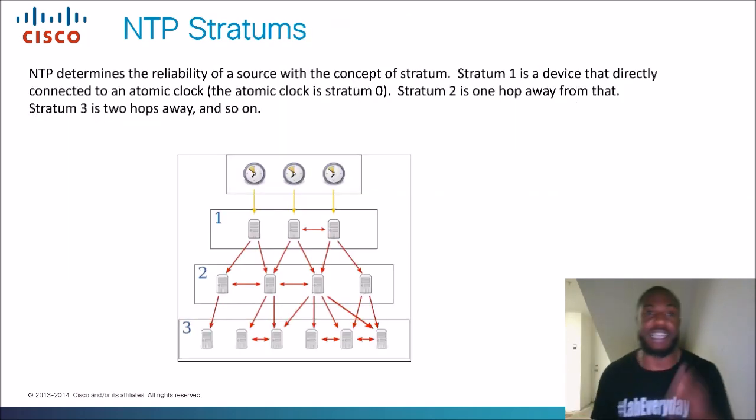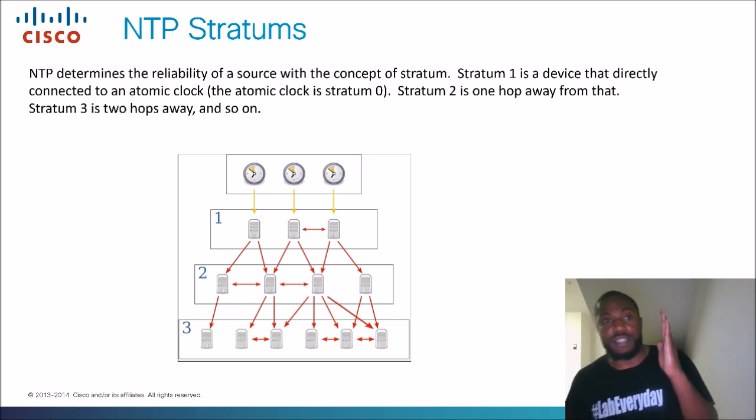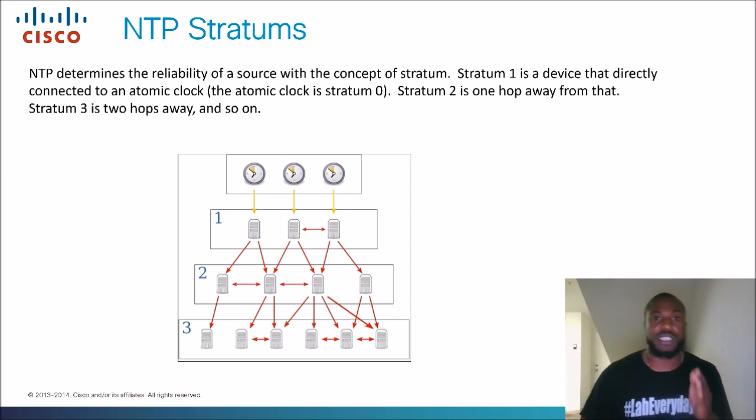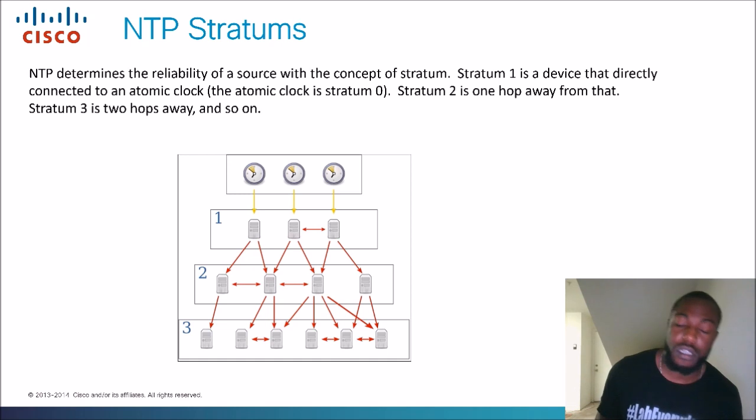Let's discuss NTP stratum. NTP determines the reliability of a source with the concept of stratums. Now, what's a stratum? A stratum is how accurate the time is. Well, you would probably think, okay, let's just use the best stratum. Well, there's a couple of levels of stratums. You look at this chart right here. We have these clocks that you see right here. This would be considered stratum 0.